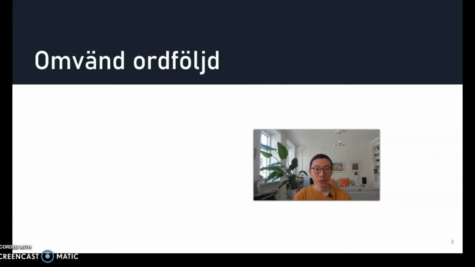Now, the switched word order, omvänd ordföljd. The switched word order is very special for Swedish. It is different than what you would do in English. And this is something obligatory. So this means that it is not something flexible that you can choose to do, but you have to when you use, for example, an adverbial to begin a sentence.